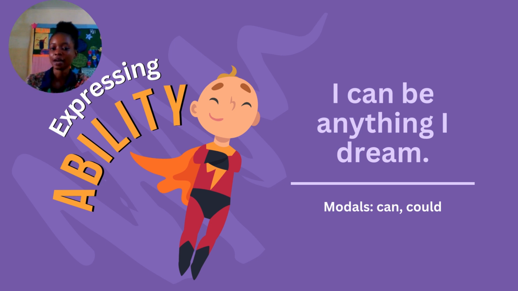We also have examples of modal verbs that are used to express ability. That's a strength, something that can be done. We have can and could. Now we use can and could to express ability. I can be anything I dream. That is used to show ability. I can fly, I can run, I can swim, he could jump, he could sing. So we use these verbs to express our ability.